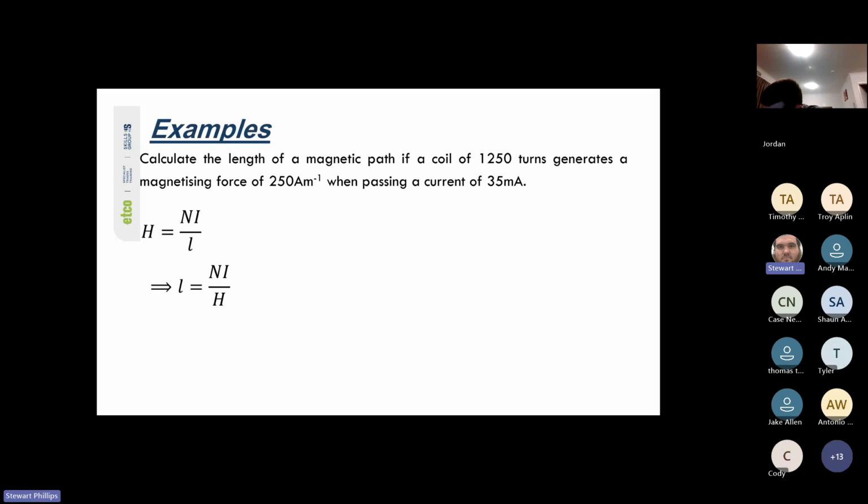Cool. So you should have ended up with a calculation like this: 1250 times 35 times 10 to the minus 3, divided by 250, because we don't change the amp meters. And so the length is equal to 0.175 meters or 17.5 centimeters. So that is the value we get.